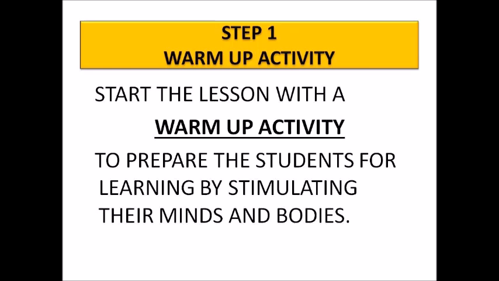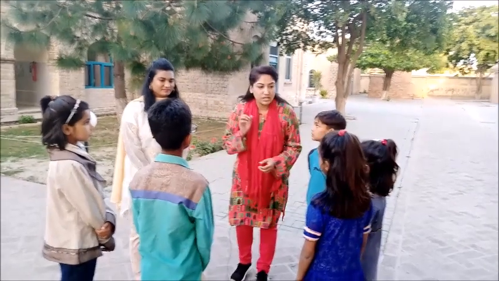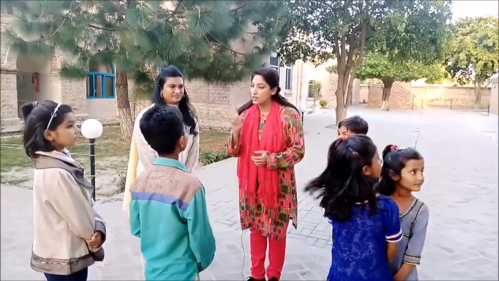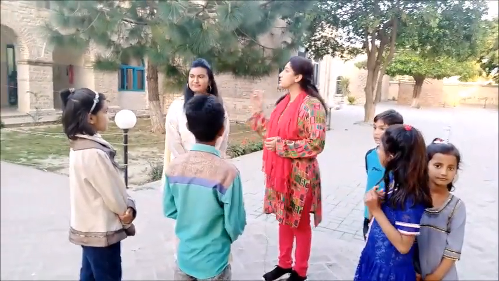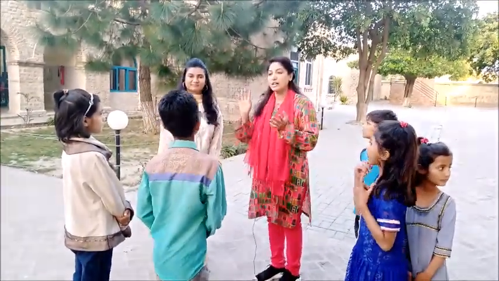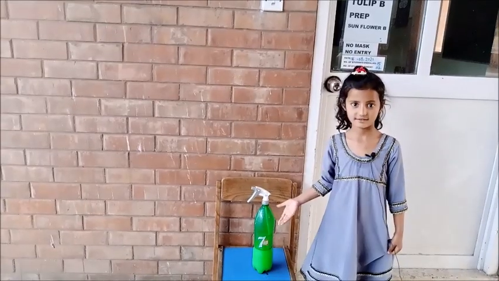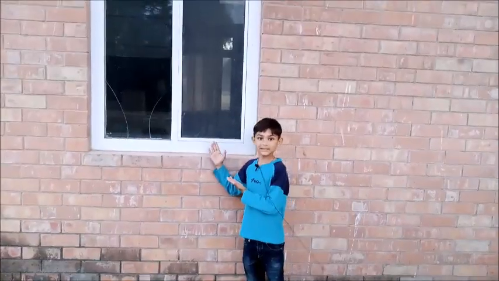Step 1. Start the lesson with a warm-up activity to prepare the students for learning by stimulating their minds and body. Okay, now you have to look around you. Okay, now you have to tell me the names of these things. Okay, look around you, see how many things are there, and tell the names. Flowers. The tree. Bulb.